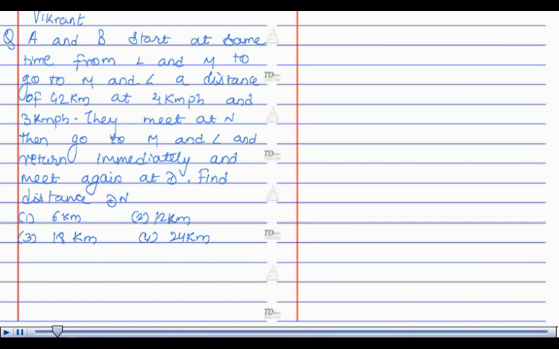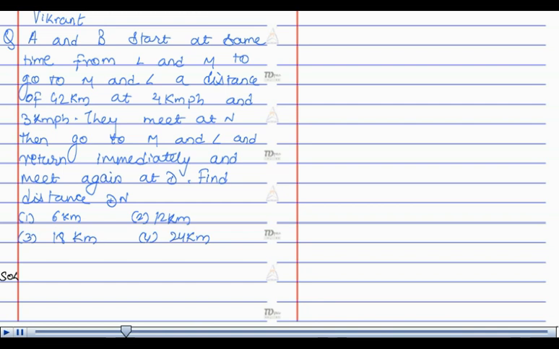The question is, A and B start at the same time from L and M to go to M and L respectively, a distance of 42 kilometers at 4 kilometers per hour and 3 kilometers per hour. They meet at N, then go to M and L and return immediately and meet again at D. Find the distance DN. The question is talking about two bodies A and B who are moving towards each other.